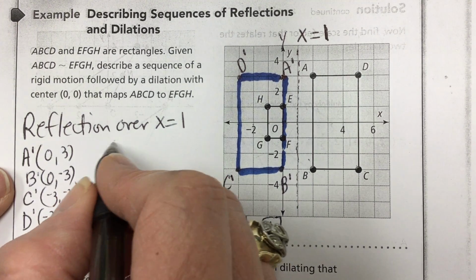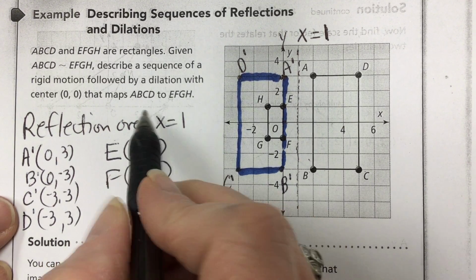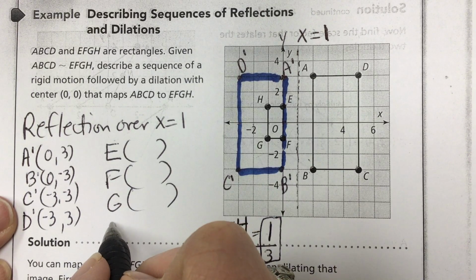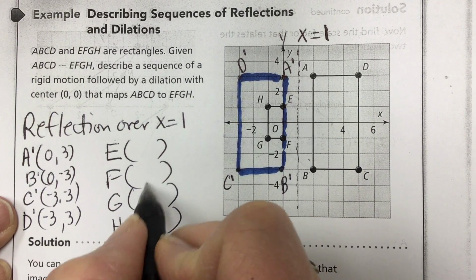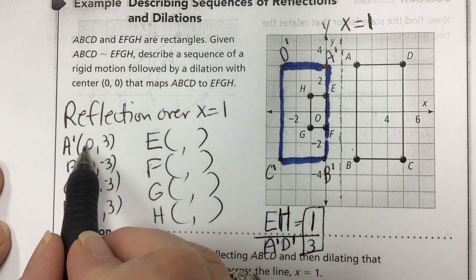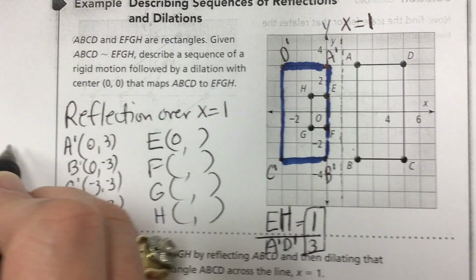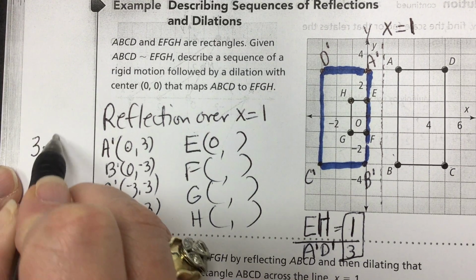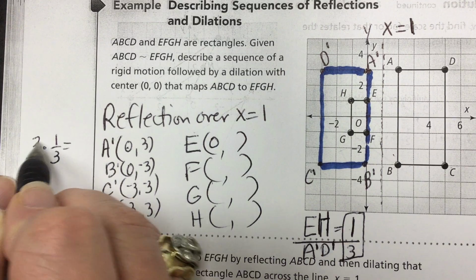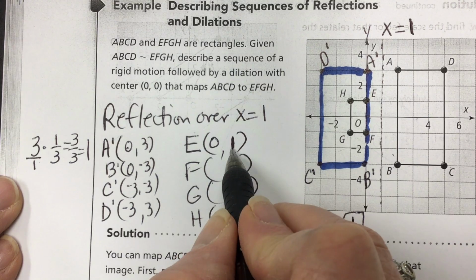So A goes with E, B pairs with F, C pairs with G, and D pairs with H. I'm going to take each one of these numbers and multiply them times 1/3. What's 0 times 1/3? 0. What is 3 times 1/3? Now 3 is over 1. If you multiply straight across, you get 3 times 1 is 3, 1 times 3 is 3, and you get positive 1.